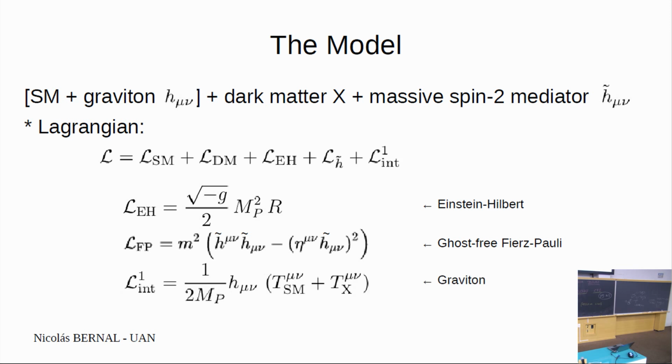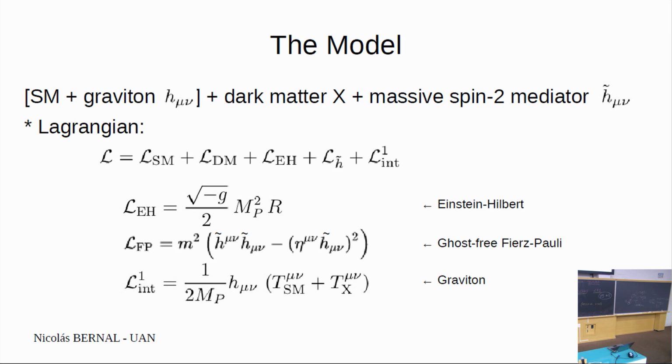And also we have to add interaction terms between the mediator and the standard model. So for instance, we take the graviton, we have no choice, we have to take the interaction between the graviton and the energy momentum tensor, so T mu nu, for both the standard model and the dark matter X, which is of course Planck mass suppressed.